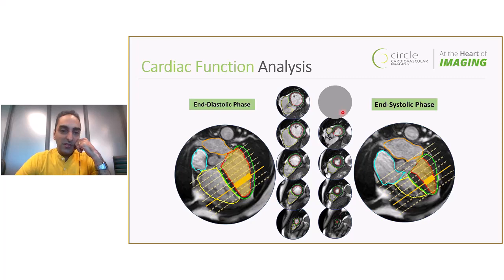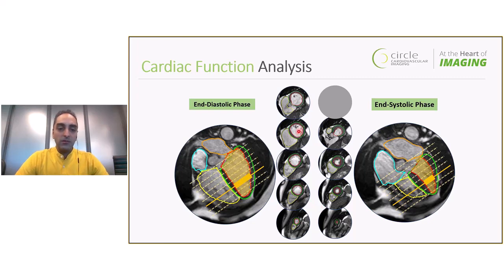Now, some of you may notice that there's one image missing in the end systolic phase, and that's because when the heart muscles are contracting, it not only narrows in this direction, but it also shrinks, right, in the long axis direction. So we typically have fewer slices to annotate in the short axis view in the end systolic phase compared to the end diastolic phase.